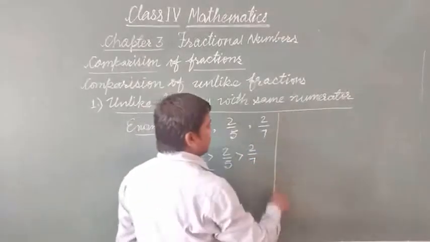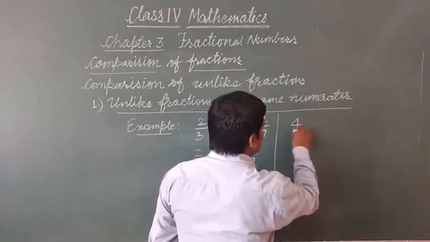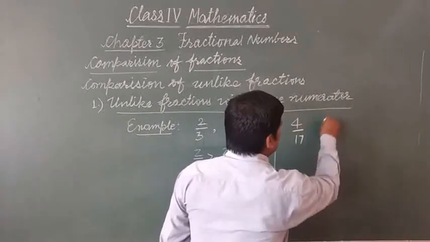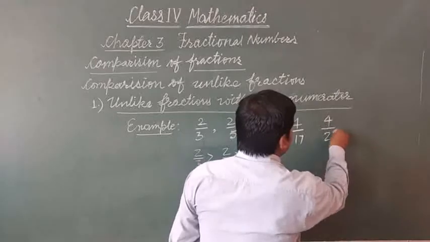You can take another example also. Suppose here 4 by 17 and 4 by 25. Which one is greater?